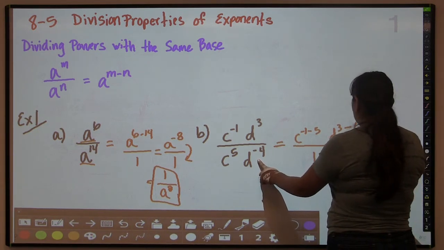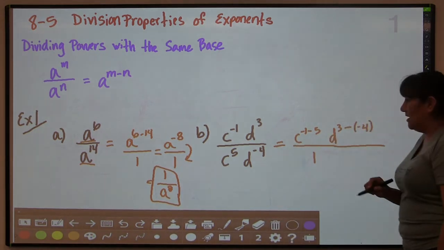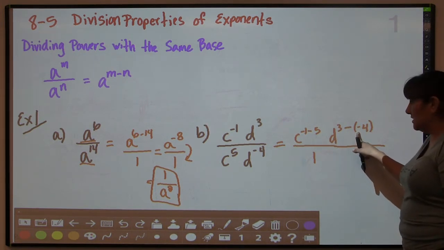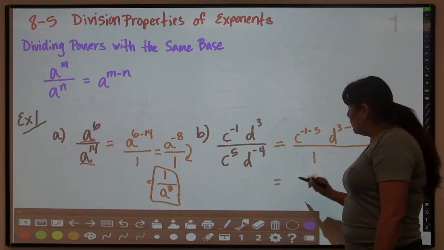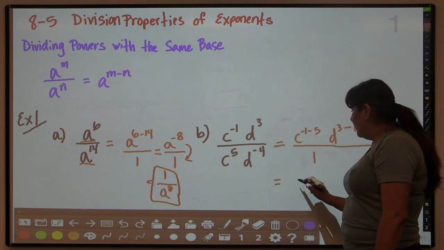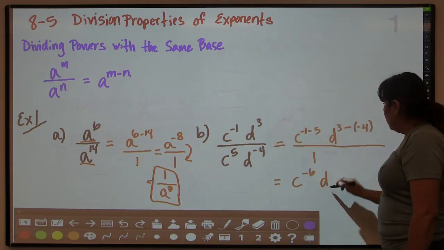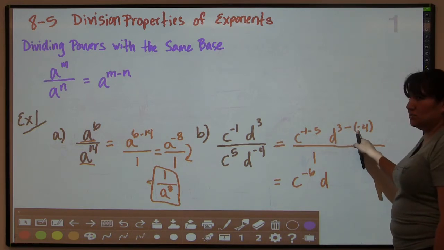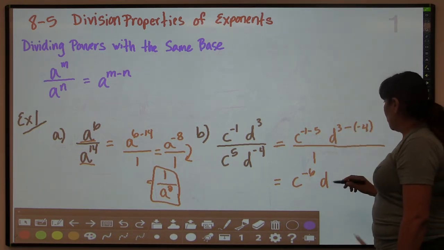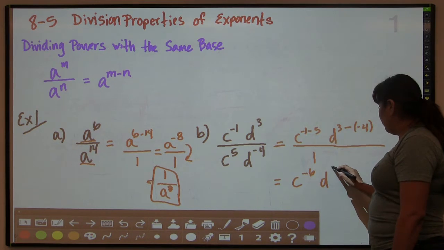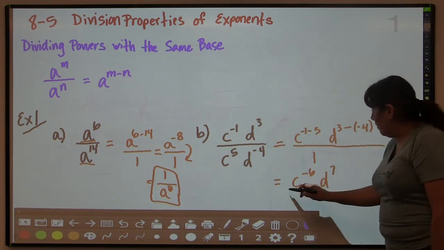Now these minus negatives get people into trouble all the time because they forget that minus a negative is a positive. So we now have negative 1 minus 5 is C to the negative 6 power. And then for D, 3 minus a negative is 3 plus, so that's going to be 7. 3 plus 4. And then over 1.